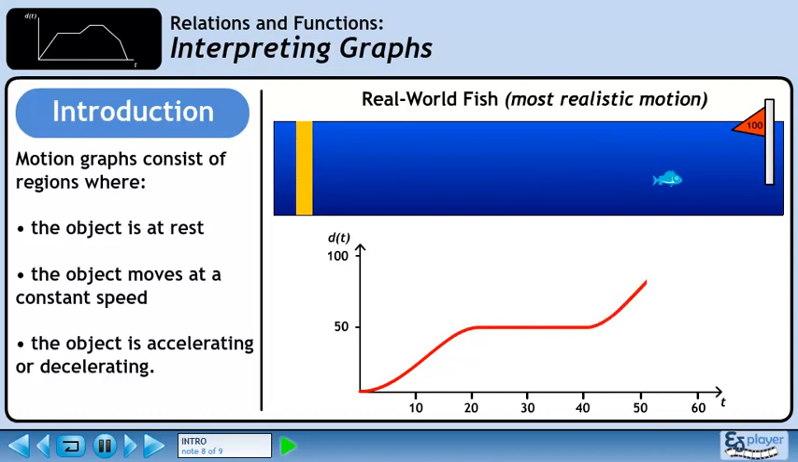This animation is definitely the best so far. The motion is very realistic. We see the fish accelerate at the beginning, swim at a constant speed for a while, then decelerate to zero. When the fish is finished resting, it accelerates, swims at a constant speed, then decelerates to the finish line.